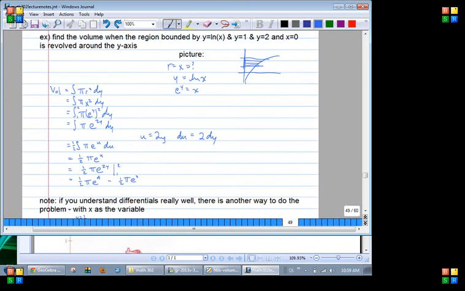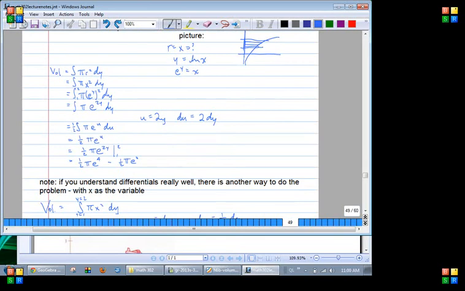It turns out, if you understand differentials and change of variable really well, there's another way to do the problem using x as the variable. And everything that I'm going to show you, you don't need to think of it in terms of the picture. It's just a technique, a fancy technique of how to do an integral.